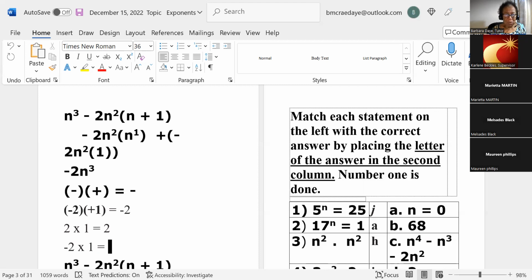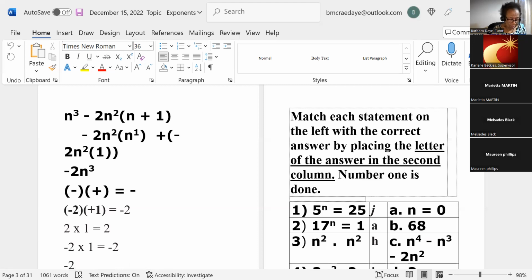Minus 2 times 1. Plus or minus? Oh, good. Plus or minus, Marietta? It's a minus. Minus, okay, so minus 2. All right.